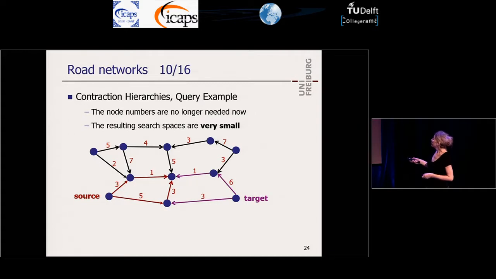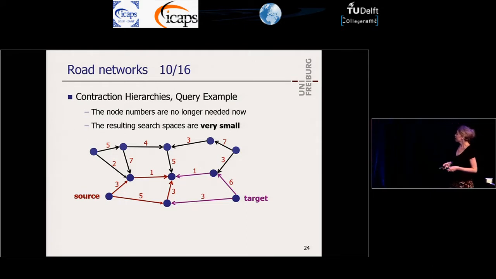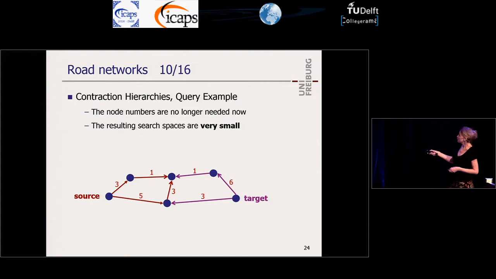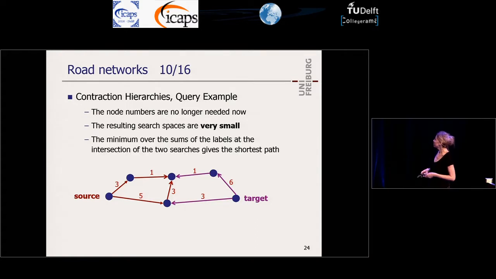So here is the search space for going from the source. And it's also super simple, right? You just do Dijkstra. You don't do anything special. You do the same from the target. And the search spaces are very small. This one should also be purple, but I didn't find out how to do this in PowerPoint. So this node is actually in both search spaces.